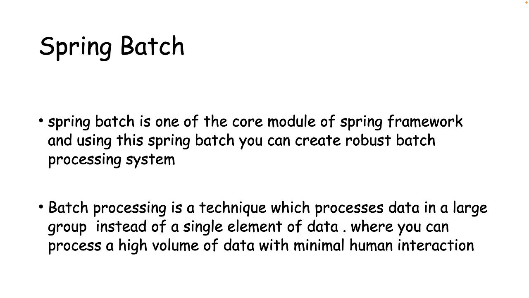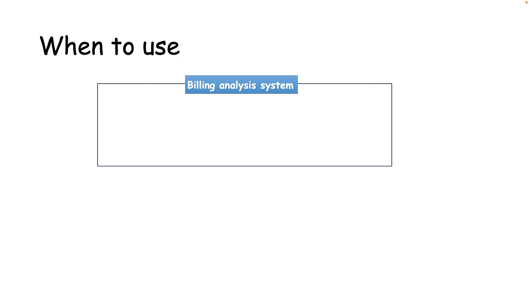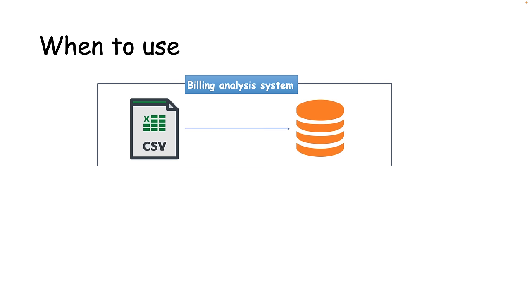Now let's understand, what is the exact use case or when do you need this batch processing system? In short, whenever you want to transfer a huge amount of data from source to destination, then you must use this Spring Batch concept. For example, let's say you want to design one billing analysis system. So you have the billing information as a CSV format, and you want to dump that CSV to a database. So here, source is your CSV file and destination will be your database.